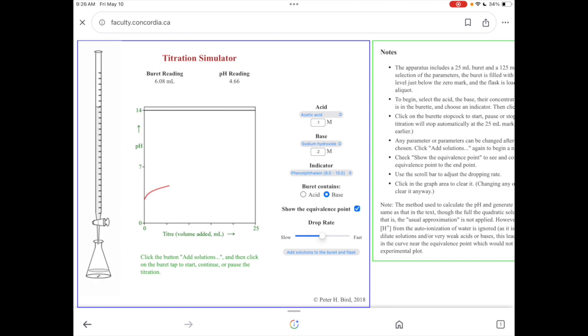Now I'm going to increase the drop rate a little bit so that this goes a bit faster, and I'm going to go ahead and start the titration again. Now the burette volume reading will increase, the pH will go up, and right about 12 to 13 milliliters, I stopped it just a little bit short, but you can see that the red curve is about to turn up. And now I can slow it down, add a few more drops, and you can see the curve go zoop, straight up in just a matter of a few drops. The solution turns pink. We've reached the equivalence point.